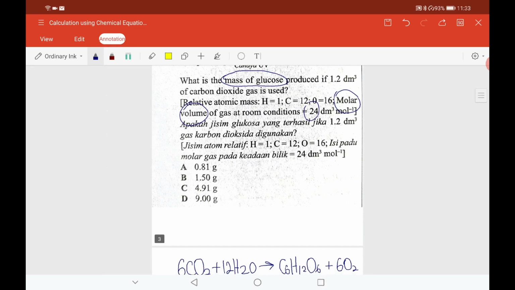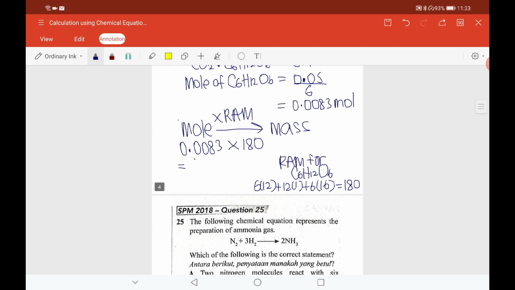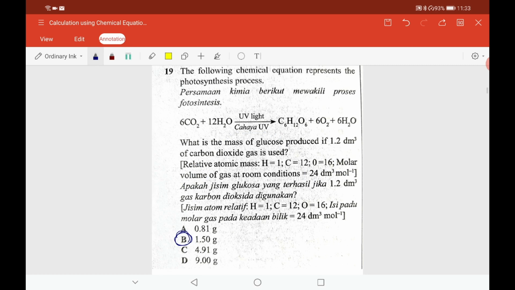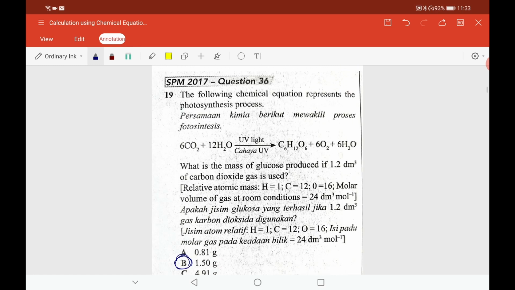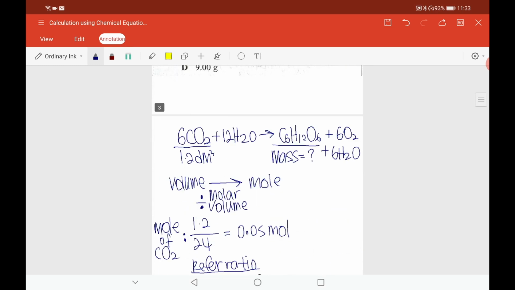Okay, so if you do it, you will get the final answer. It's about 1.49 gram. So if you look at the answer, which answer is 1.49? There's no 1.49 here. The nearest answer is 1.50, which is B. Okay, so this is the real SPM past year question in year 2017.